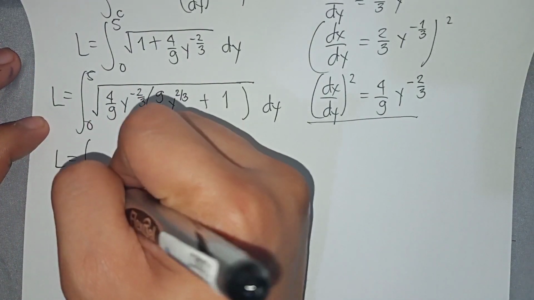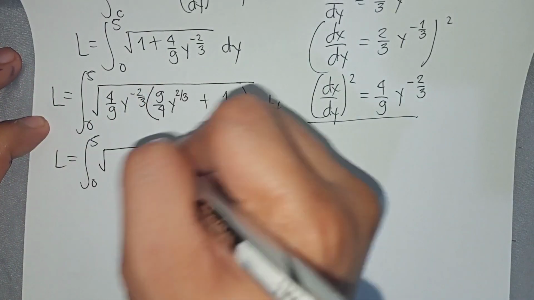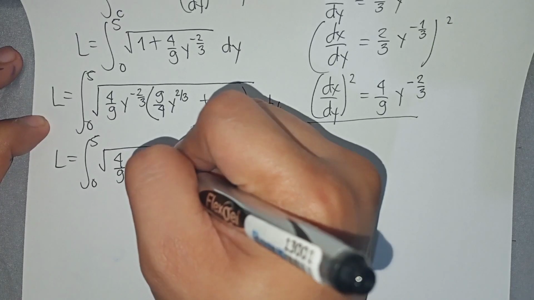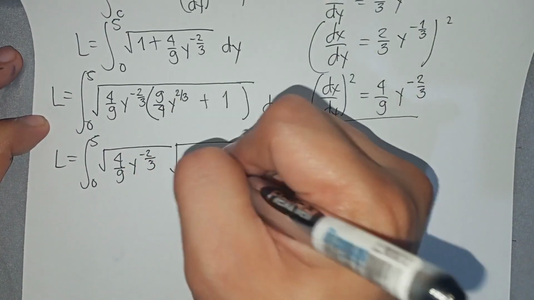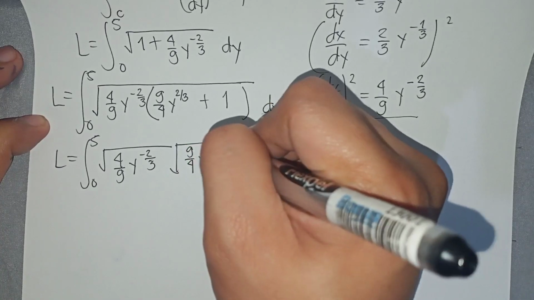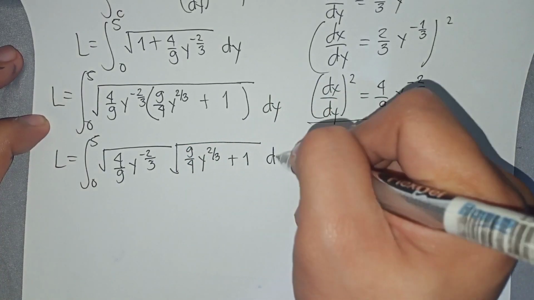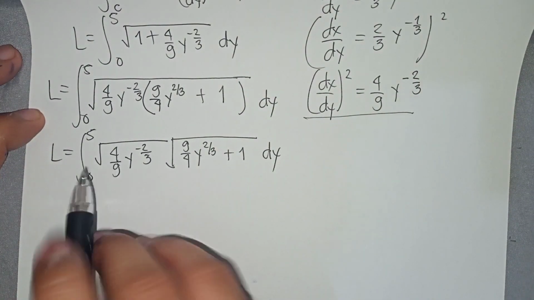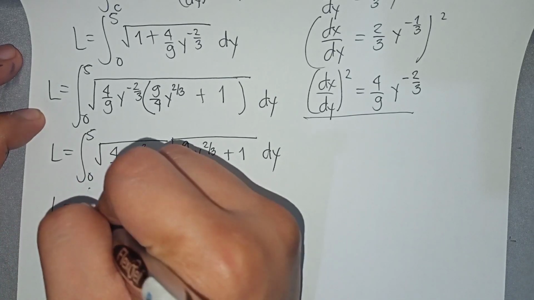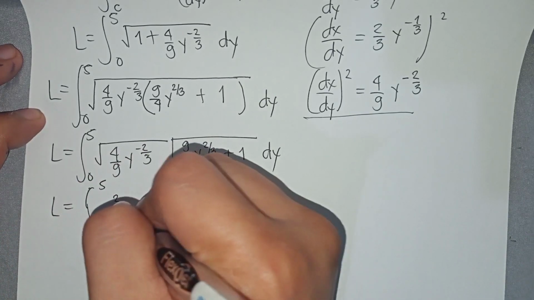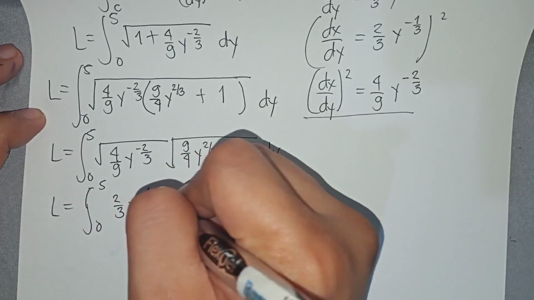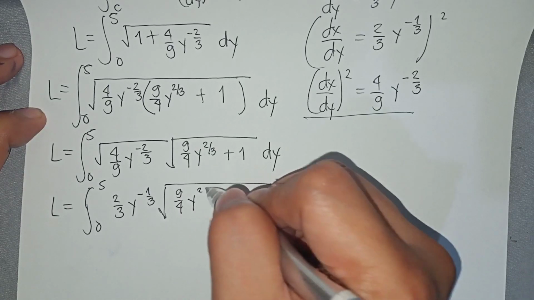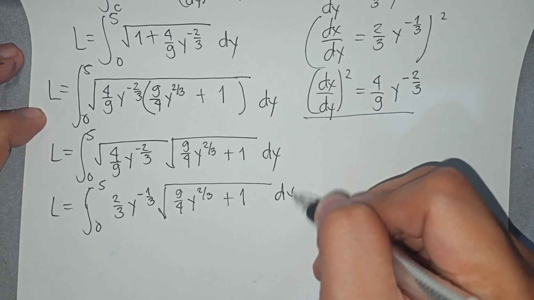So, ito, pwede nating paghiwalayin. Okay? So, arc length is equal to integral from 0 to 5 square root of 4 over 9 y raised to negative 2/3 times square root of, ito, so 9 over 4 y raised to 2/3 plus 1 dy. So, bakit natin pinaghiwalay? Kasi pwede nating makuha yung square root nito. So, arc length is equal to 2 over 3 y raised to negative 1/3. Okay, times square root nito. So, 9 over 4 y raised to 2/3 plus 1 dy.